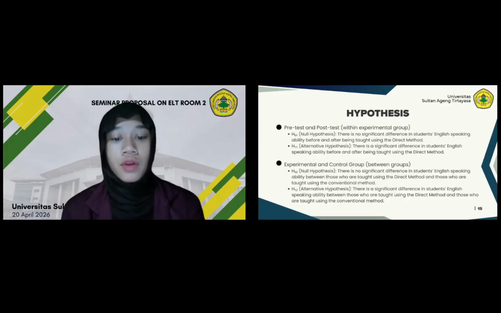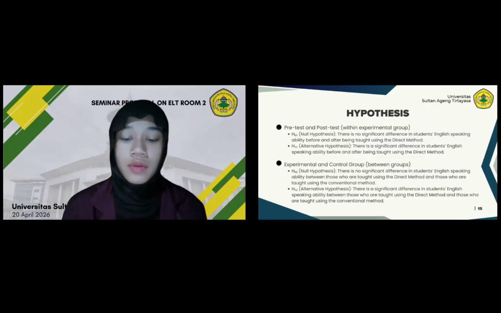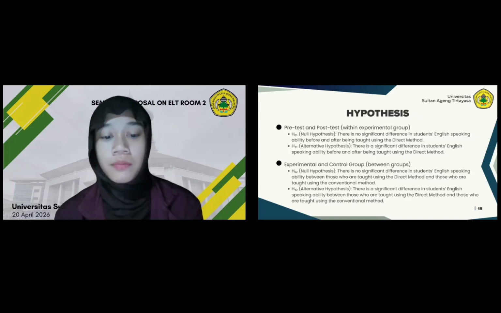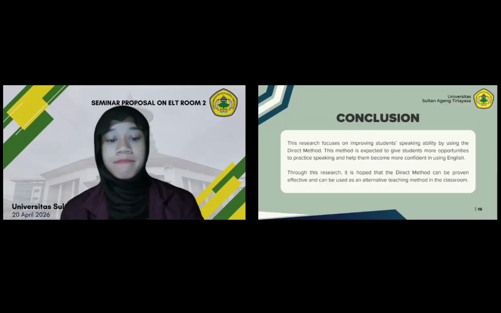There are two types of hypotheses in this research. First is within group, which compares students before and after treatment. Second one is between groups, which compare experimental and the control group. H0 means there is no difference, and H1 means there is a difference.